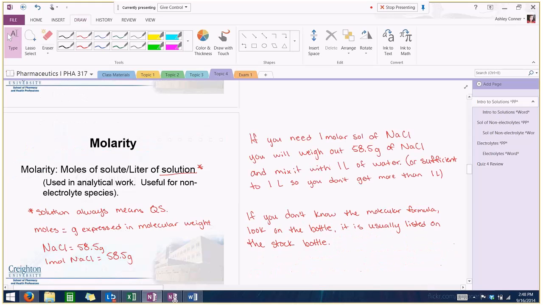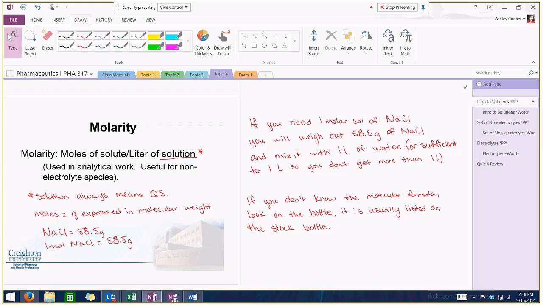These are the ones that I thought might be difficult for people. It may have been a while since you've seen molarity. So I worked out the problem, and here's some notes. If you need a 1 molar solution of NaCl, you will weigh out 58.5 grams of it and mix it with 1 liter of water. Or the more accurate way to do it is to put your 58.5 grams of NaCl in a graduated cylinder or something that would measure up to 1 liter, and then quantity sufficient up to 1 liter would be more accurate, is what he said, instead of just measuring 1 liter and dumping it in there, because then you would end up with a little bit more.